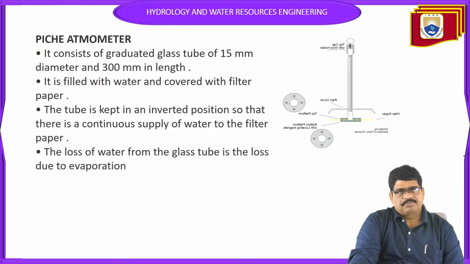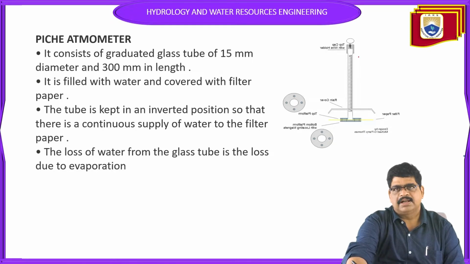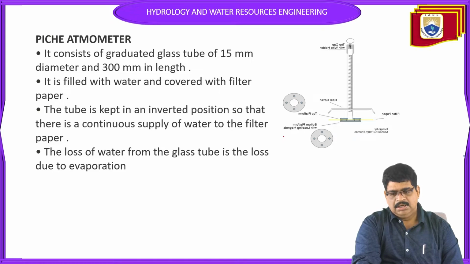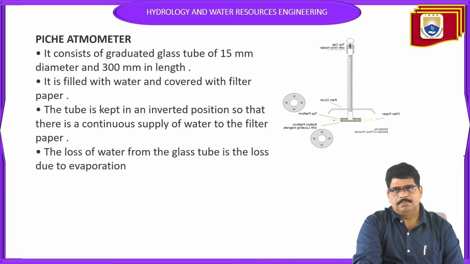Next, the Piche atmometer. The Piche atmometer is another device to calculate evaporation. It consists of a graduated glass tube of 15 mm diameter, as shown, and it is 300 mm in length. It is filled with water and covered with filter paper, and the tube is inverted so that there is a continuous supply of water to the filter paper. The loss of water from the glass tube is due to evaporation. This is simply the Piche atmometer.